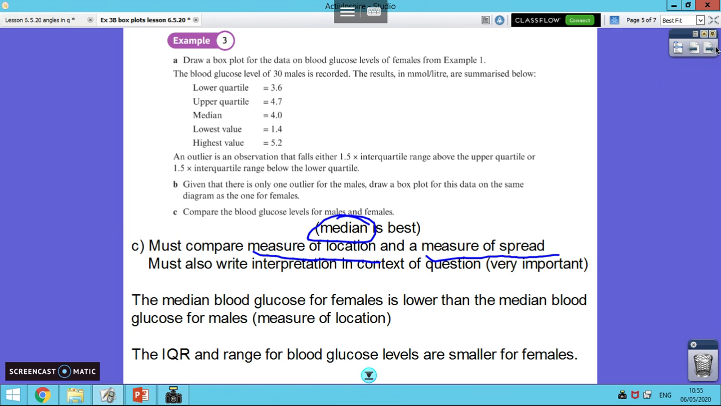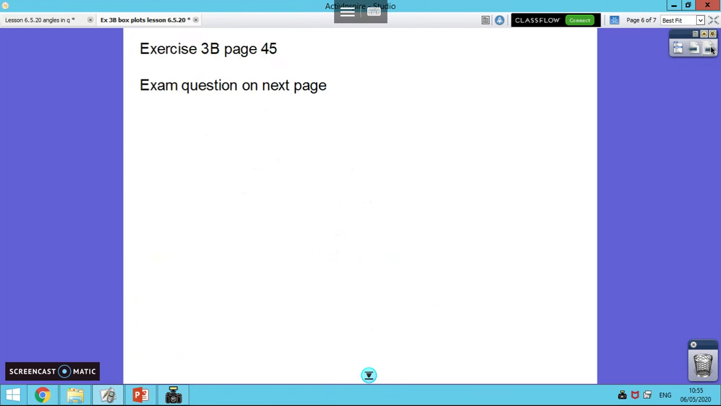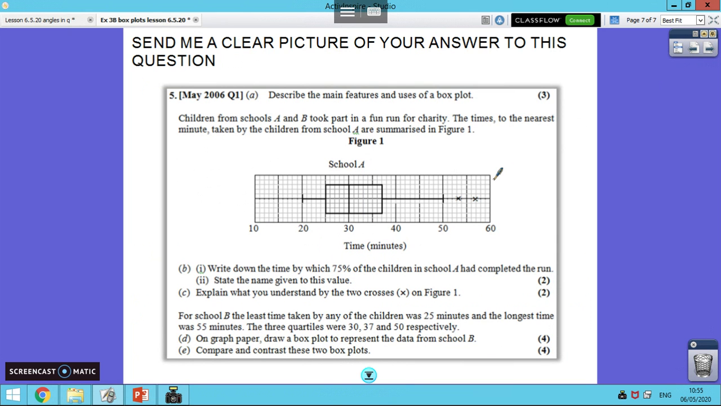Okay. Next thing I want you to do is go to exercise 3B on page 45 in your books. Now, there are only 4 questions here, which is a really nice short exercise for you to do today. Of course, any questions, just ask me. I've done the exercise myself, so I know exactly what you need to do. And if you're stuck at any point, please don't sit there being stuck. Please email me. There is an exam question on this next page. So this is from May 2006, and it is a question about box plots.